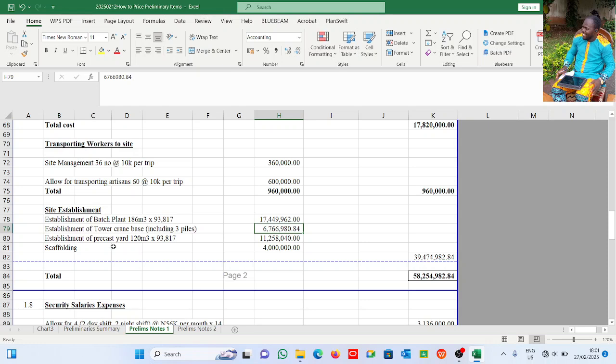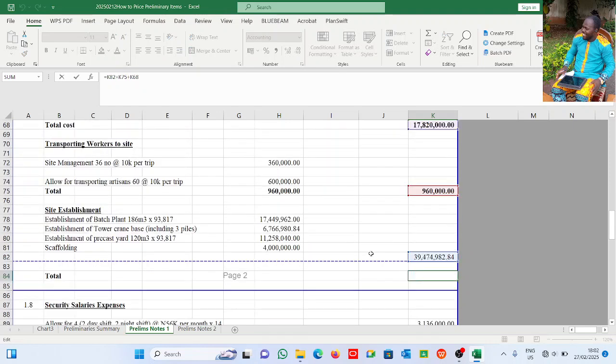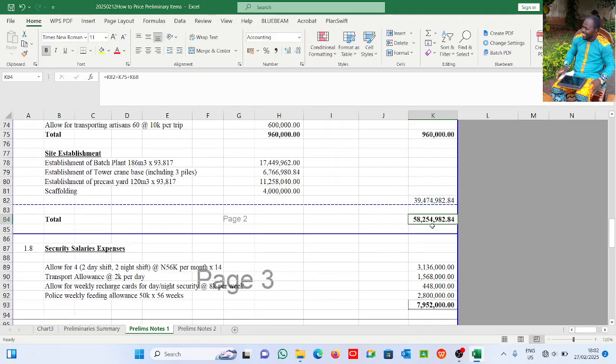All right, nice. Of course, you have to establish a precast yard. Like, you need to have your own yard. Here for B2CL, they will require 120 cubic meters of concrete for that yard. Of course, you are the one that's going to prepare your yard, at 1917, that gives us this. And of course you'll be requiring scaffolding at some point, so we allow here 4 million. So summing these up, this gives us a total of 58 million, 254,992 naira 84 kobo.